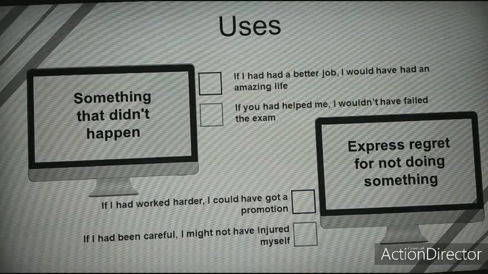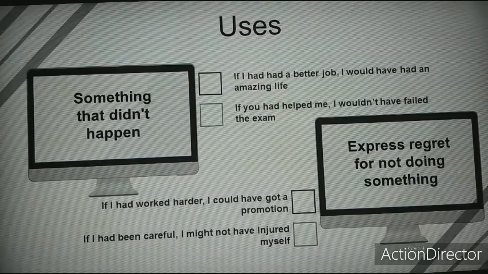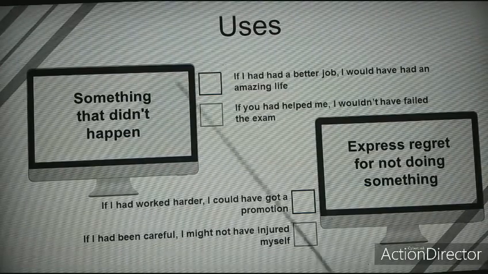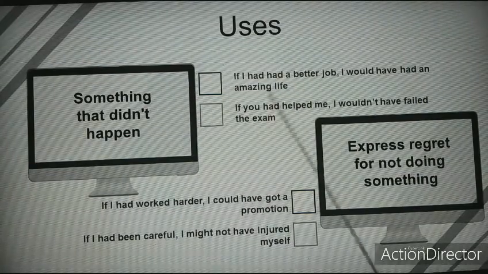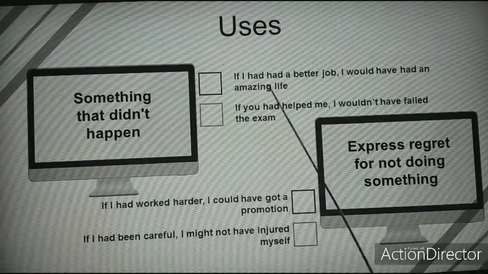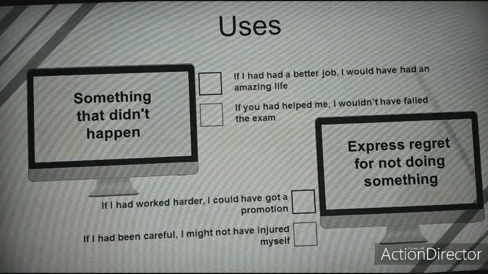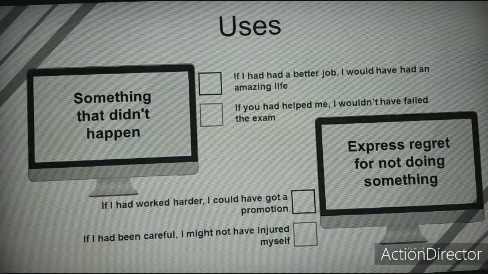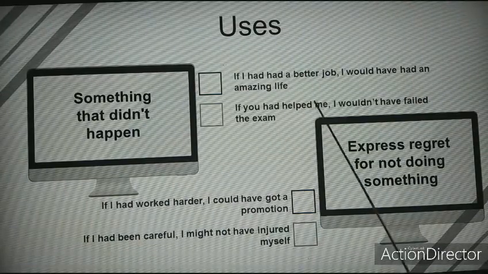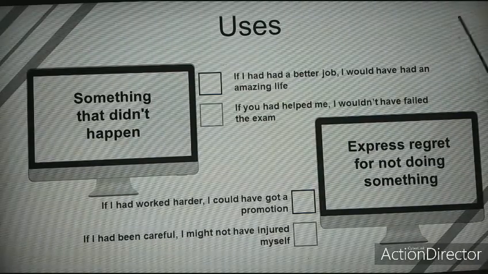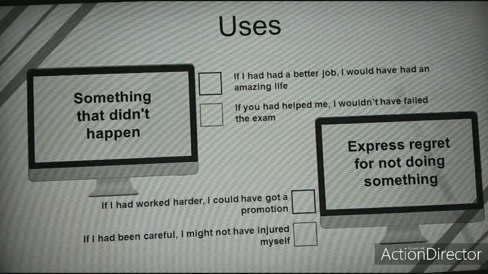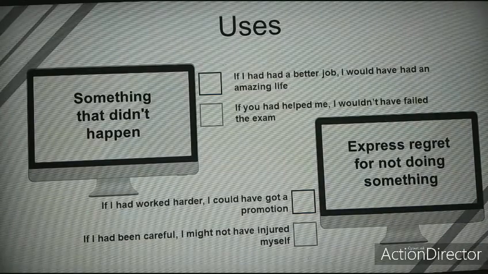What are the uses of the third conditional? Well, the first one is the most obvious, the one we have been talking about all this time: to refer to a situation that didn't happen in the past. We have two more examples. If I had had a better job, I would have had an amazing life. Another example: if you had helped me, I wouldn't have failed the exam. Here we have an example of a negative result in the possible scenario.